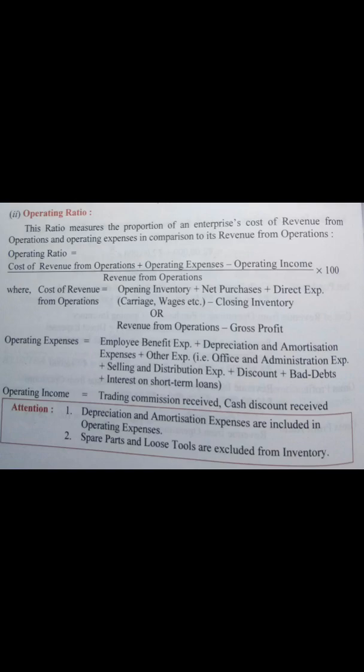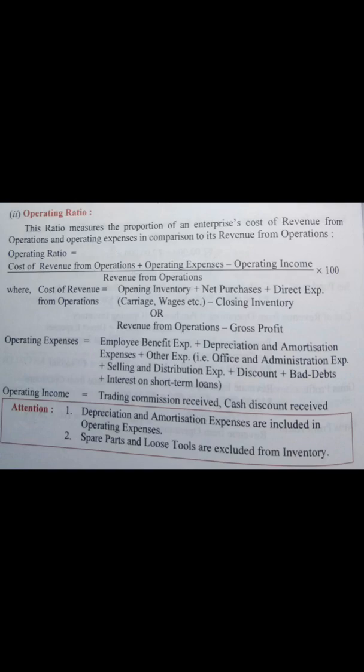For calculation of operating expenses, we have to add employee benefit expenses, depreciation and amortization expenses, other expenses like office and administration expense, selling and distribution expense, discount, bad debts, interest on short-term loans. For operating income, we take items like trading commission receipt and cash discount receipt.